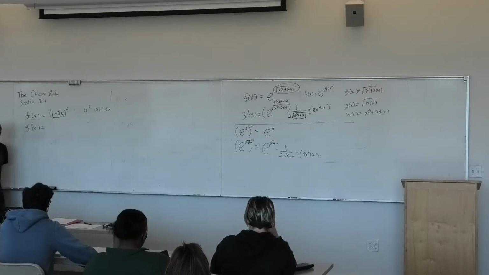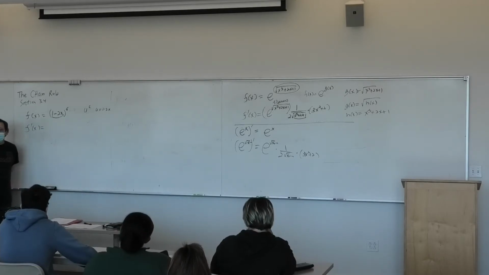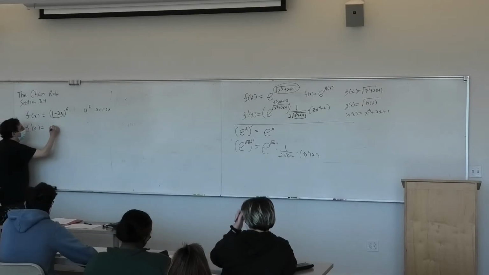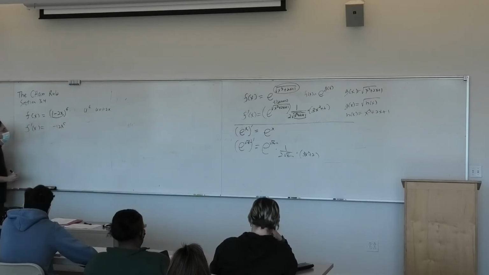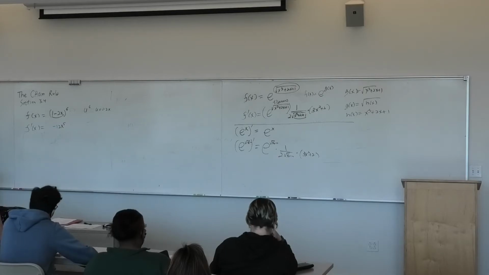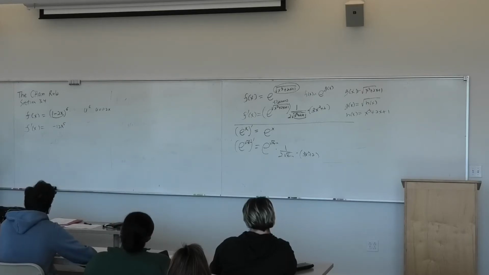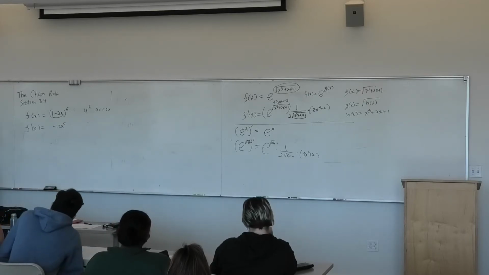Someone want to take a guess here? Not a guess. Yes. Negative 12x to the fifth. To the fifth. Okay. So there's an error here, and you're probably not the only one making this error.